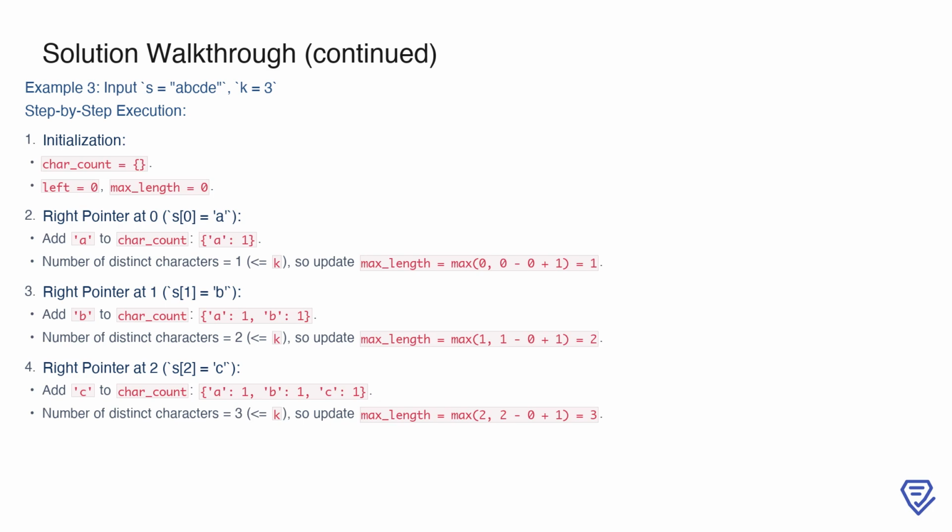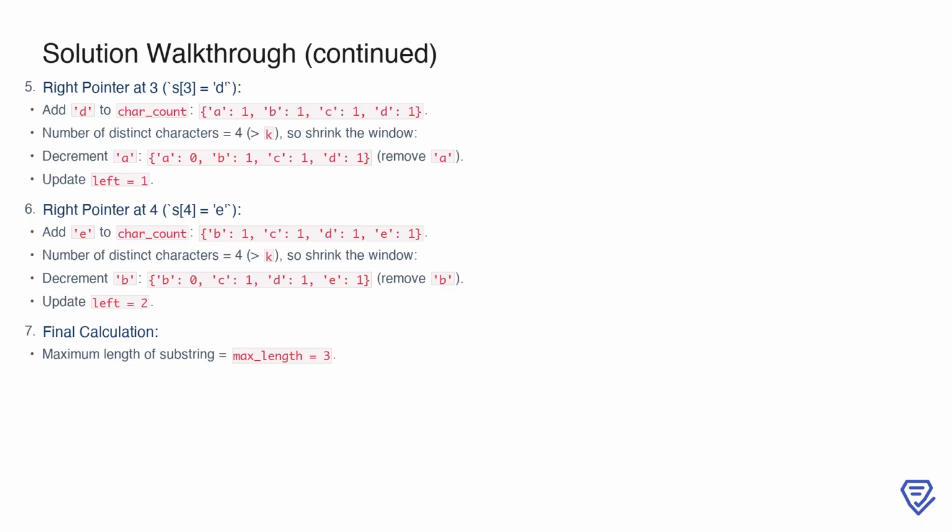The number of distinct characters is 3, which is exactly equal to K, so we calculate the substring length as 3 and update max_length to 3. When the right pointer moves to position 3, the character is D. Adding D to the dictionary makes char_count A1 B1 C1 D1.